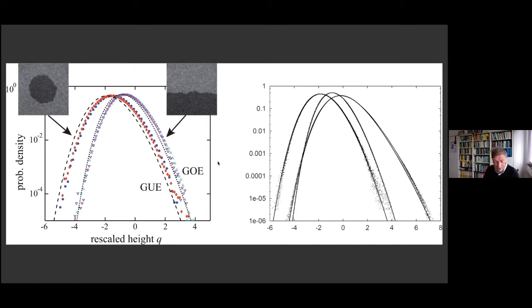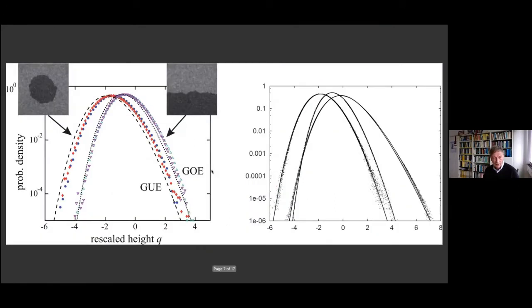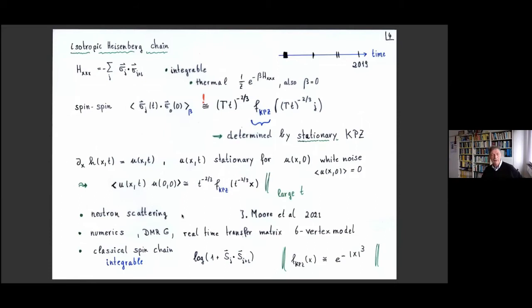Okay, so that was one important step in the history of the KPZ equation. And I have to look at my time. I'm coming already to the next one, which is 2019, in a totally different context, which again tells you why so many people are interested in that equation. So now we look at an isotropic Heisenberg chain. Here you have written down the standard Hamiltonian, which is actually an integrable system.